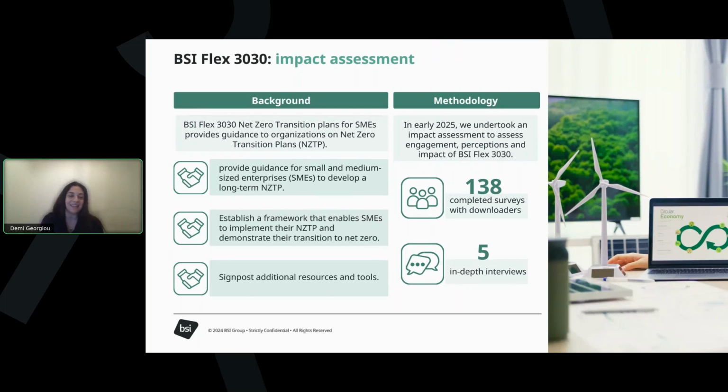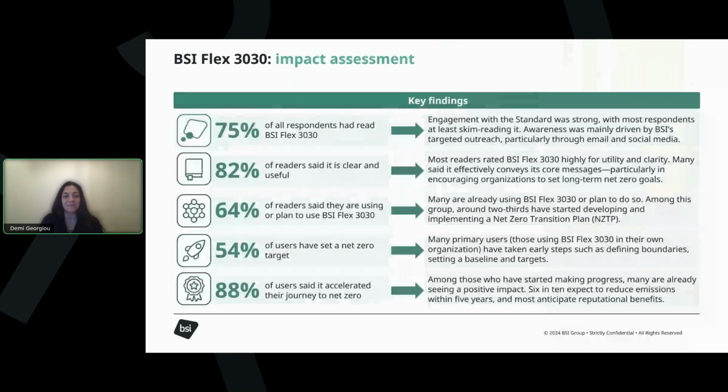So onto my next slide, here are some of our key findings from the research that we did. So starting right at the top, 75% of the organisations that we spoke to had read the BSI Flex 3030. So engagement with the standard was relatively strong, with most having at least skim-read it. Among those who didn't read it, the most common reason that they gave was a lack of time, not being able to get around to it yet. And people had heard of it mainly through us at BSI, so through a direct email from us or from our social media channels.